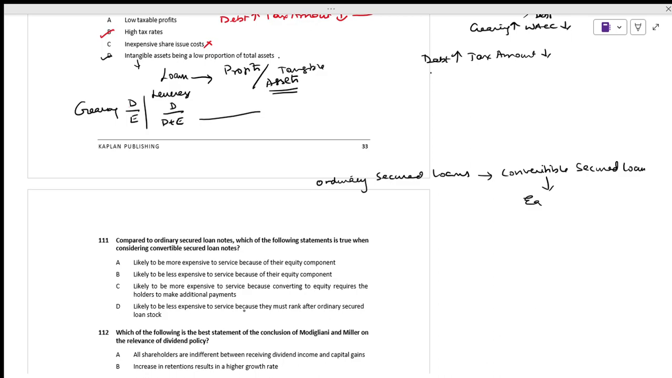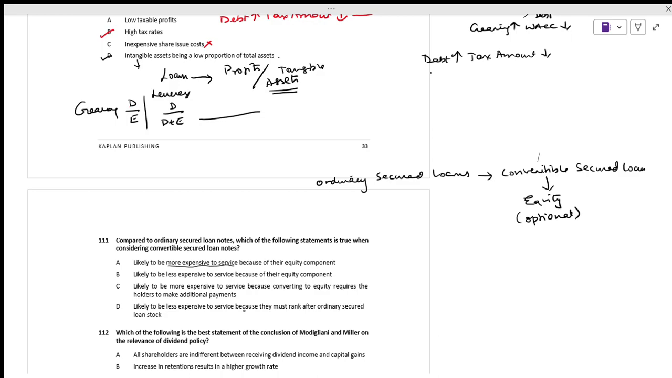Convertible means it can be converted into equity. And when it is convertible, this is an option. There is no precondition. Fine. Now, what are they saying? Likely to be more expensive to service. Because see, service is nothing but the payment of interest.